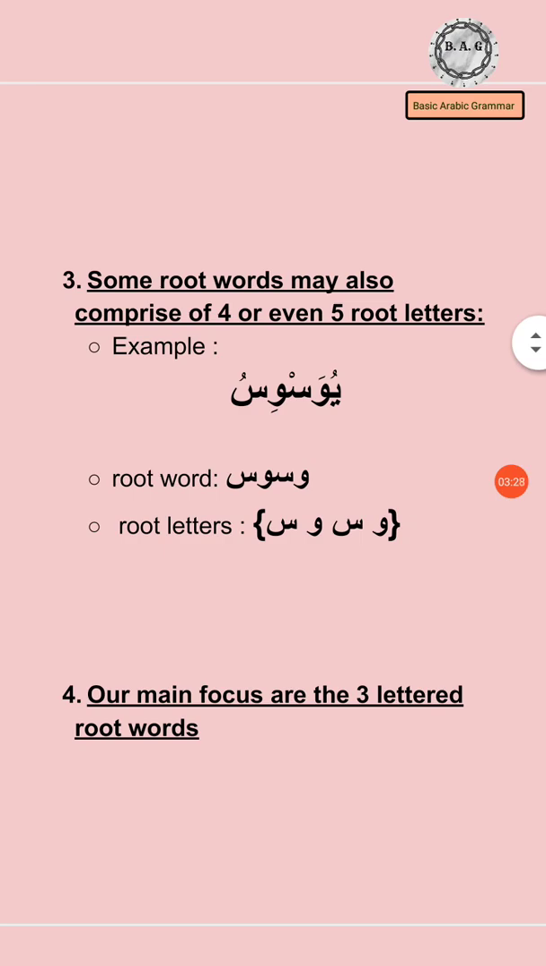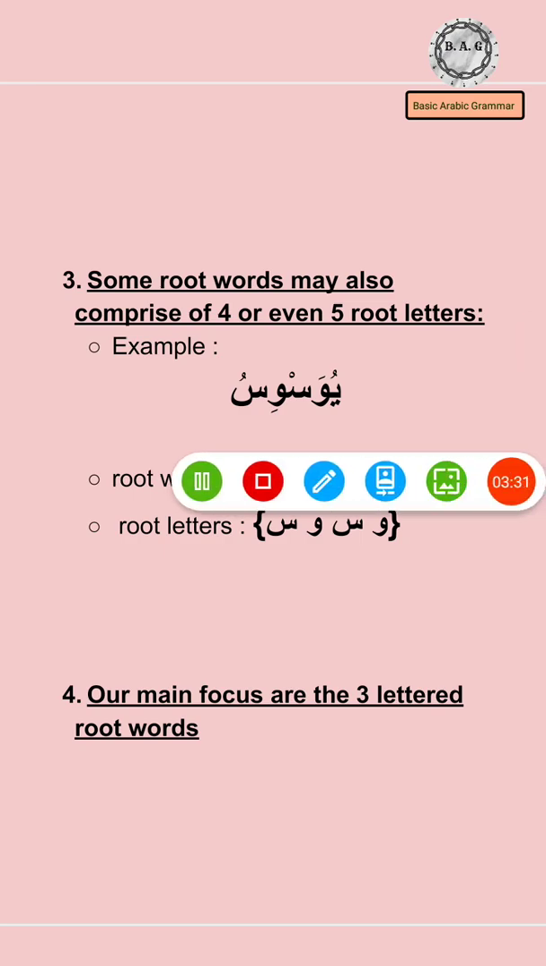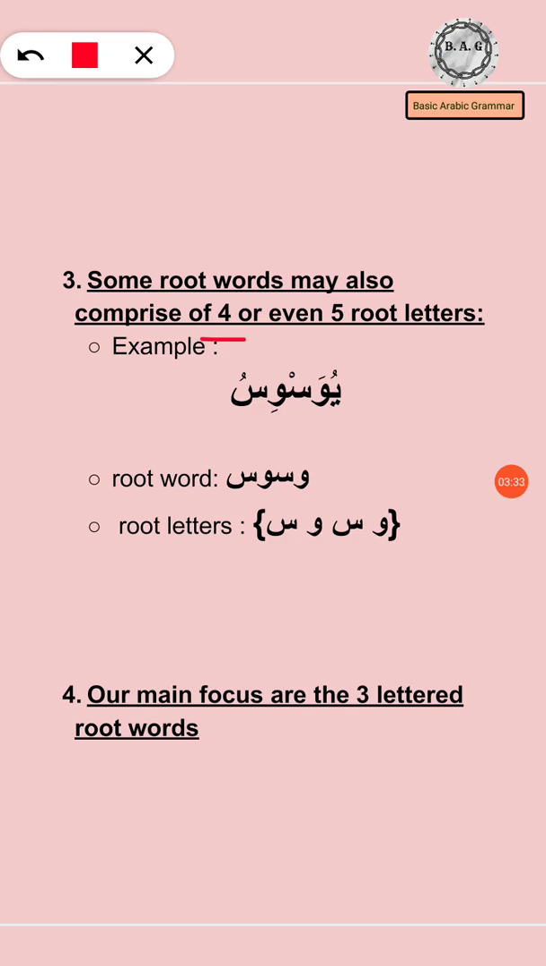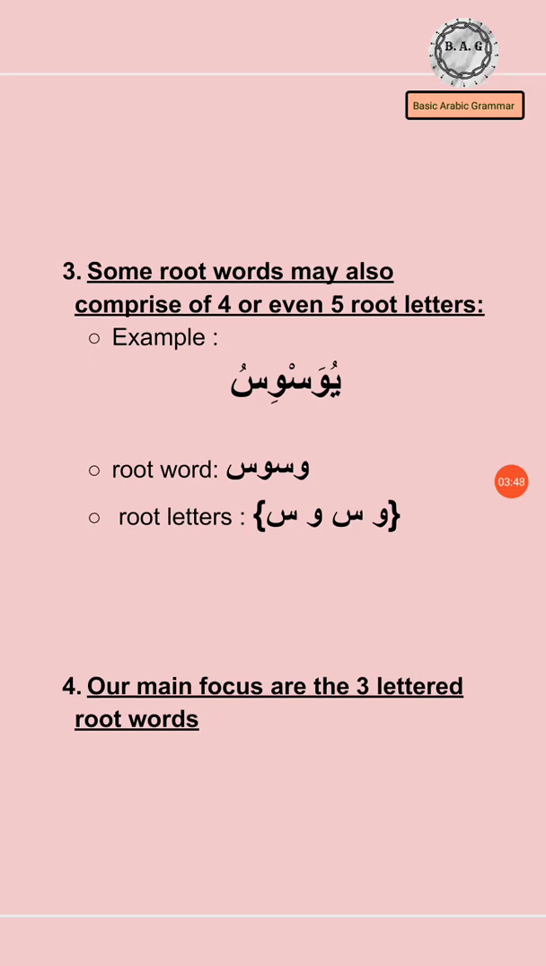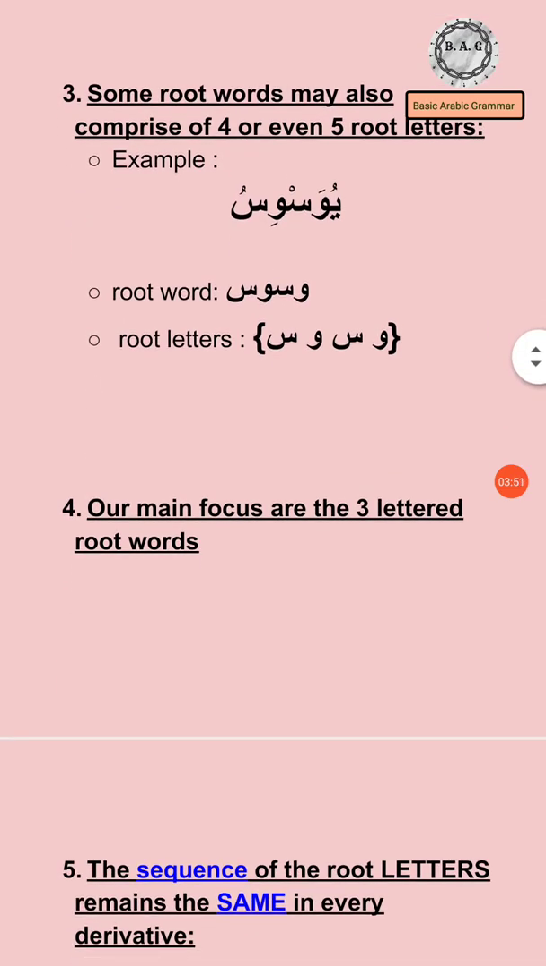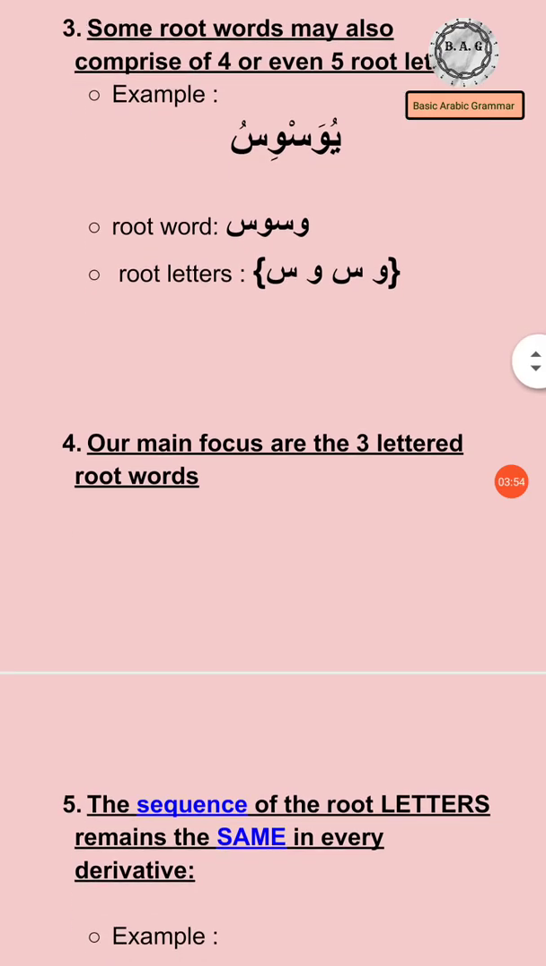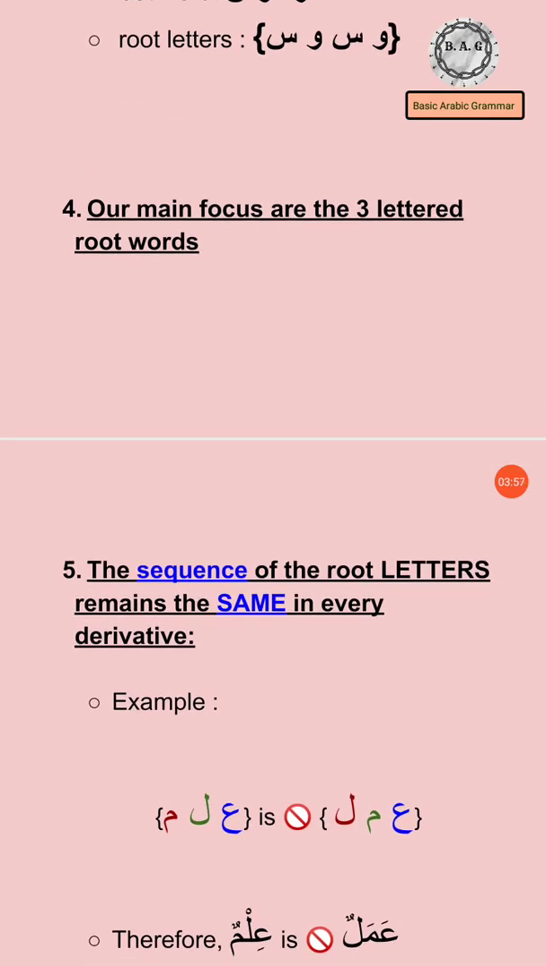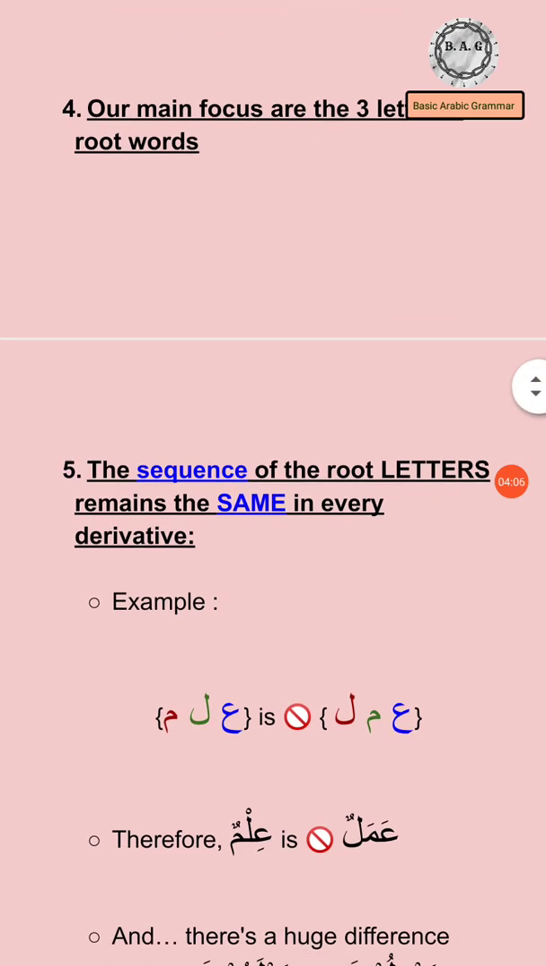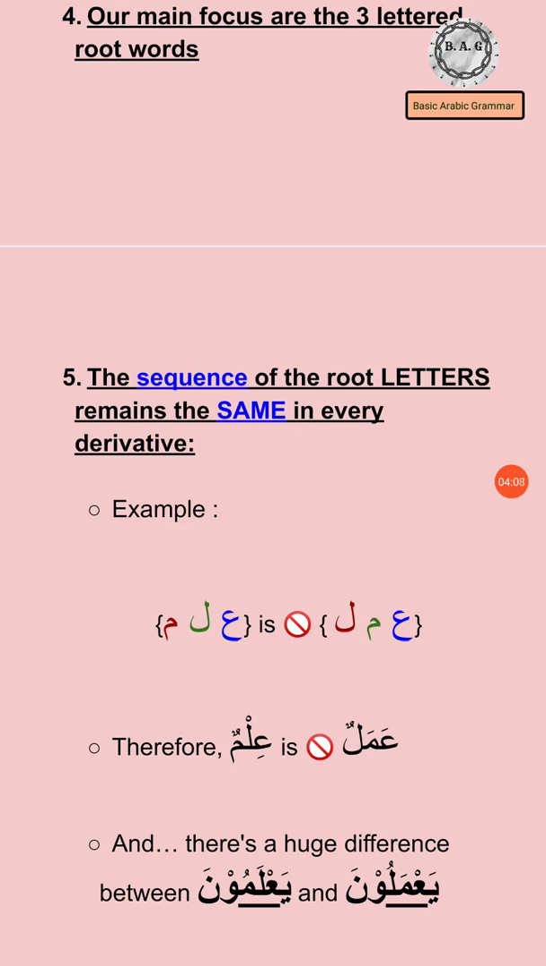All right, next one. Some root words may also be comprised of 4 or even 5 root letters. For example, the word waswasa, so whisper. All right, so was, wow, seen, these are 4 root letters. And our major focus is going to be the 3-lettered root words. Once we understand the 3-lettered root words, we can automatically get the hang of the 4-lettered root words, inshallah. The major bulk is formed by the 3-lettered root words.